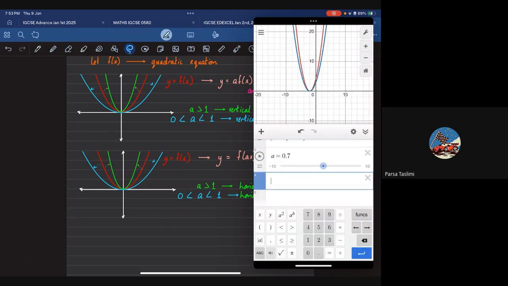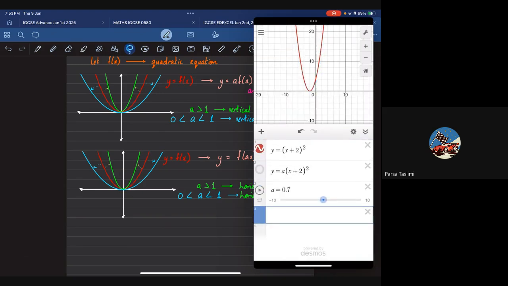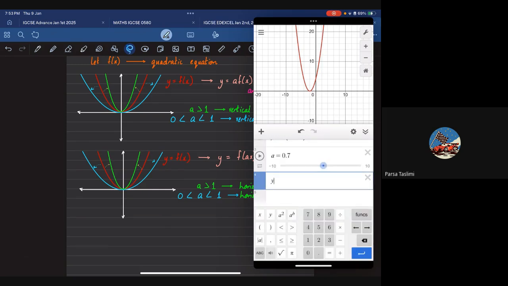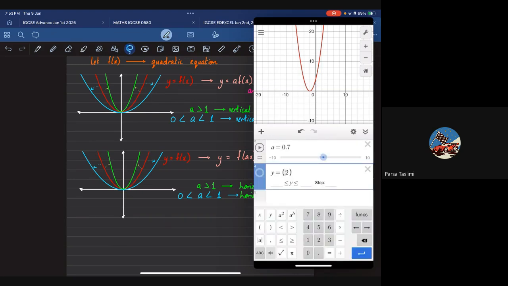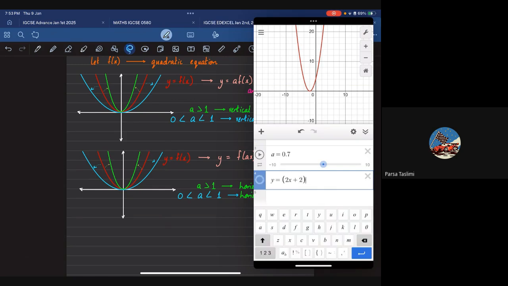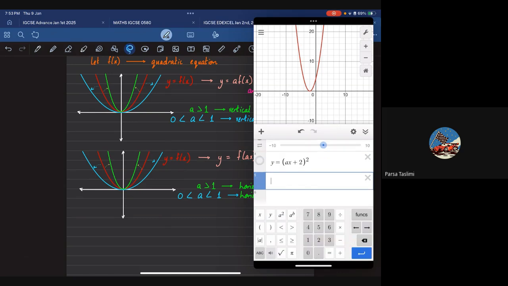Now, what I'm more concerned with is not this. I'm more concerned with when something only multiplies with the x inside. So it's going to be 2x plus 2 in brackets, whole squared. Not 2. Why am I doing 2? I'm a bit crazy. And it's going to be like this.